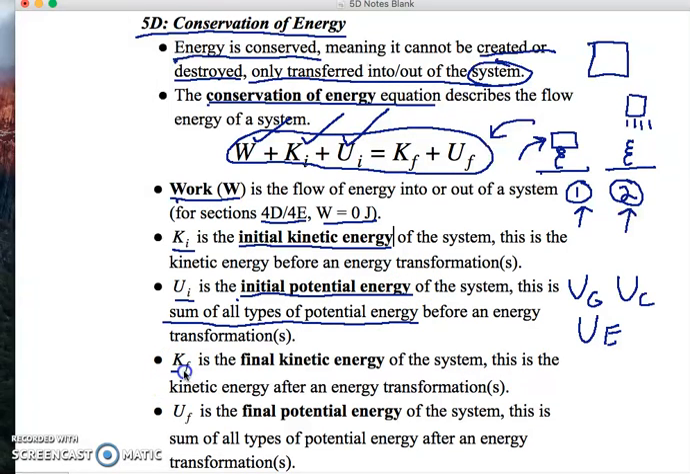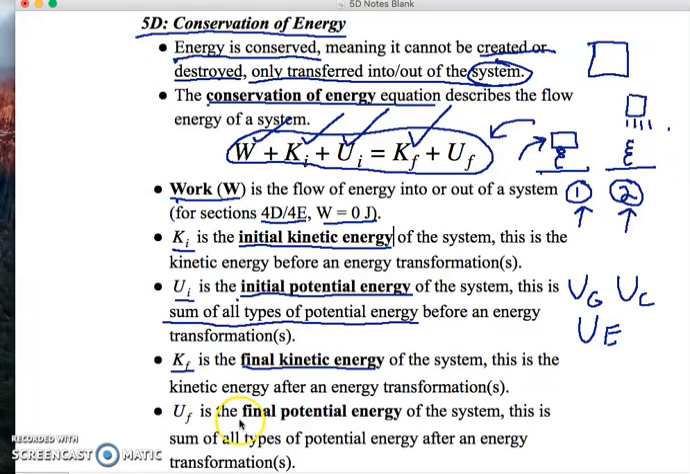The next one is Kf. That's the final kinetic energy. So that's after the energy transformation, is there kinetic energy? If so, you'd put that in here. Like for example, in this drawing with the block on the spring, in part 2, the block's actually moving up here. So you would say that, yeah, there is some final kinetic energy.